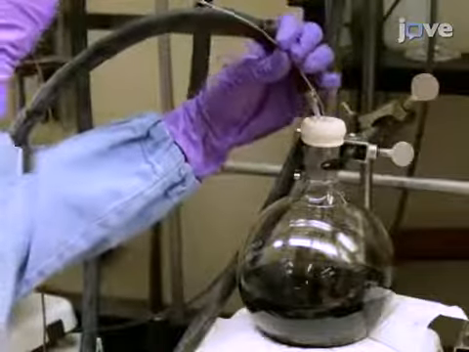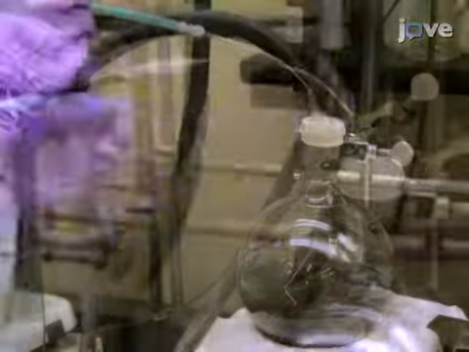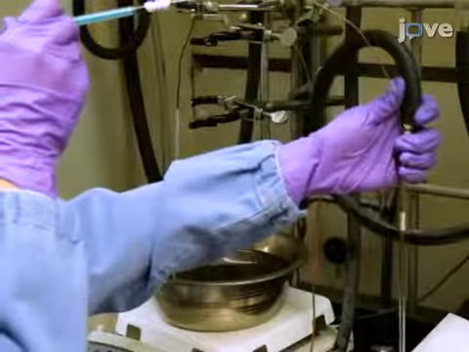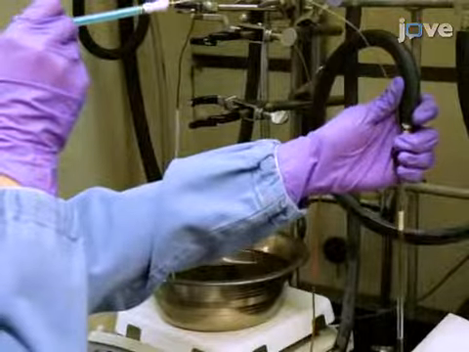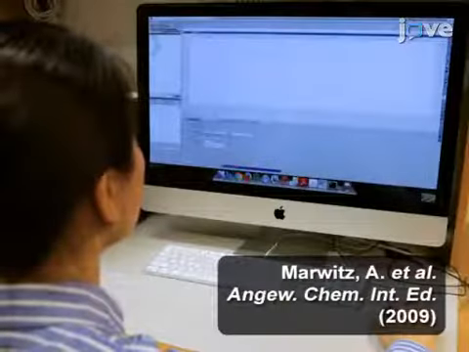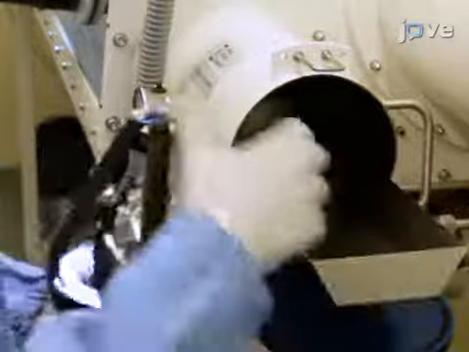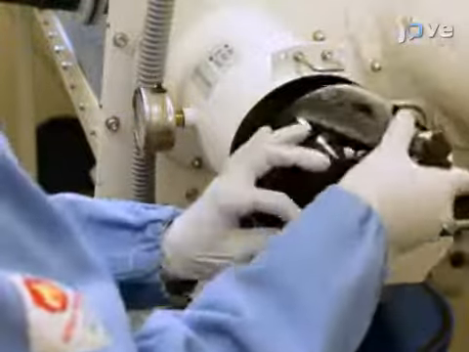Using a syringe equipped with an oven-dried Luer-Lock needle, withdraw a 0.5 milliliter aliquot. Transfer the aliquot to a screw-top NMR tube. Analyze the sample via boron-11 NMR. If the reaction is incomplete, transfer the reaction flask into a glove box. Then add an additional 3 grams of palladium on carbon.